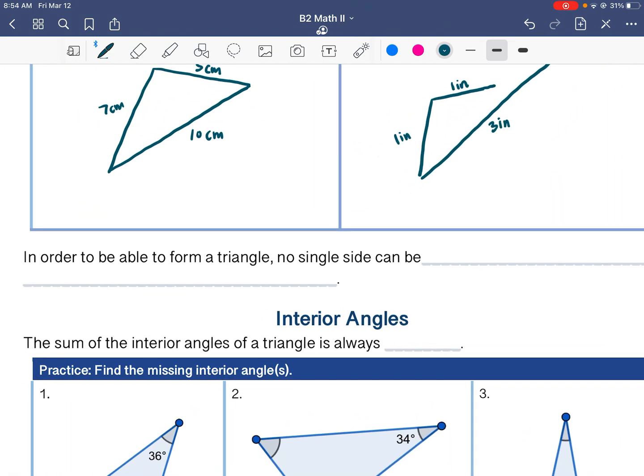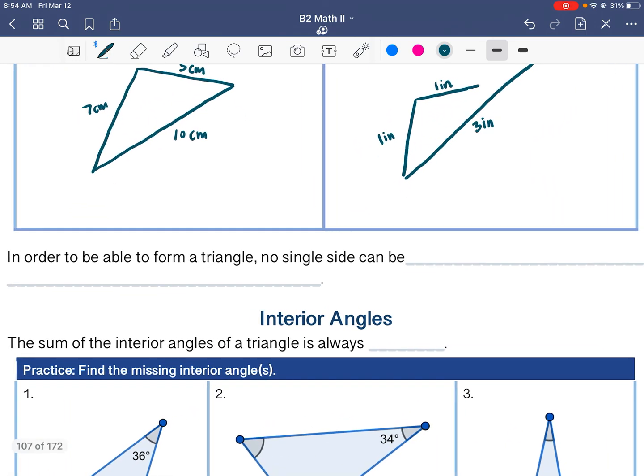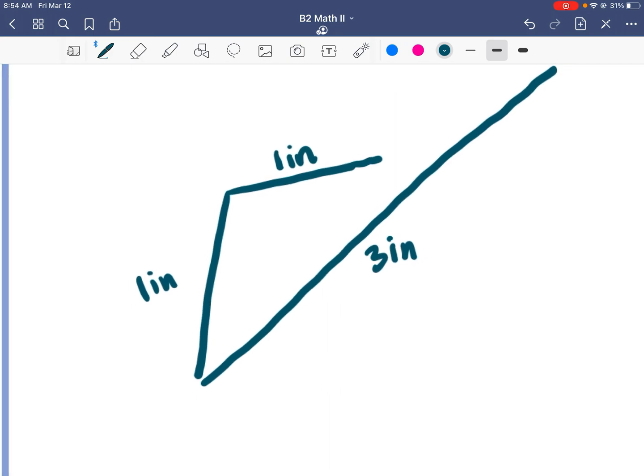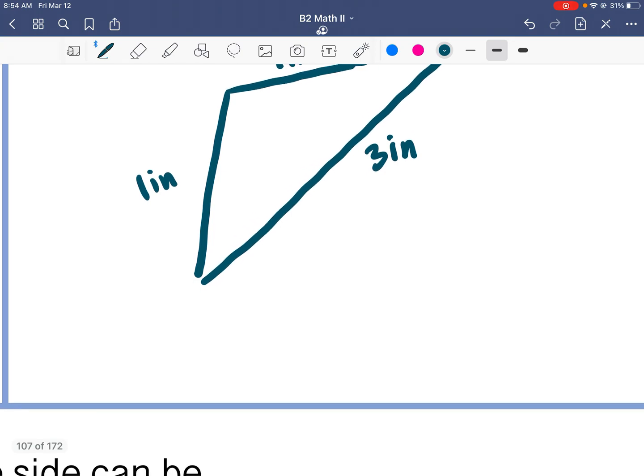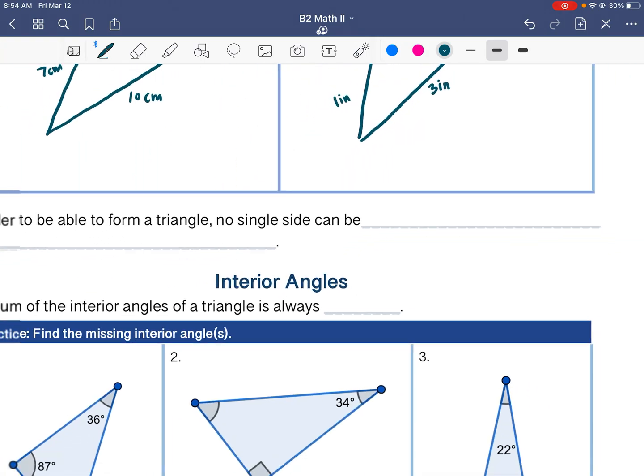So the idea here is that you can't make a triangle out of any 3 side lengths. In particular, in order to make sure this doesn't happen, any side length has to be less than the sum of the other 2. I have to say that 3 times to make sure it's right.